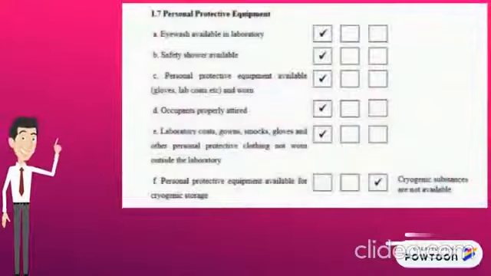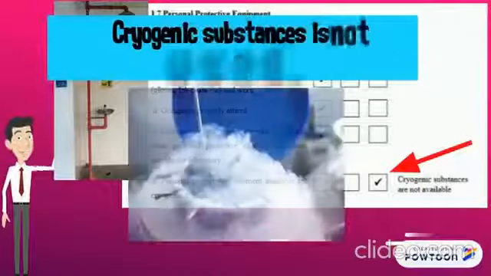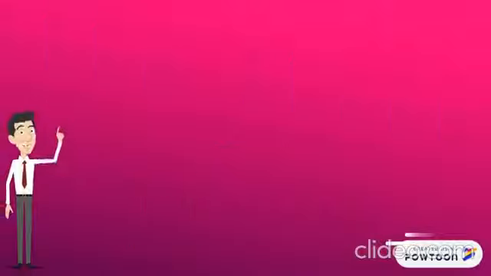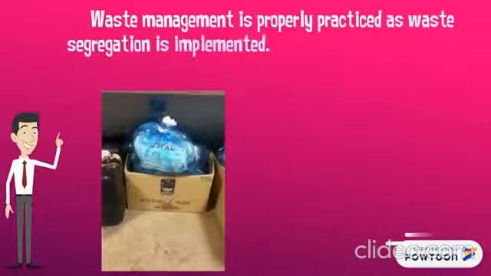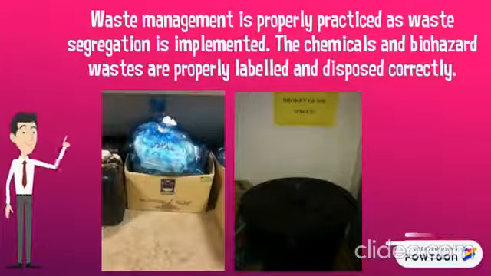The personal protective equipment such as eye wash and safety shower are available in this laboratory. The only thing that is not there is personal protective equipment for cryogenic storage, as cryogenic substances are not used. Waste management is properly practiced as waste segregation is implemented. The chemicals and biohazard wastes are properly labeled and disposed correctly.